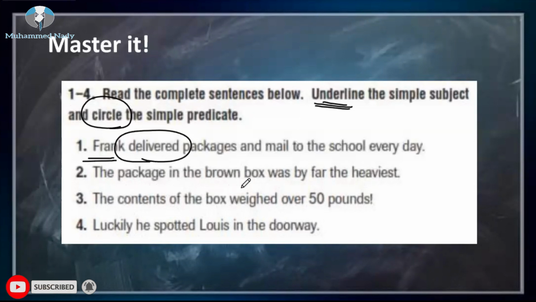Now let's go to sentence 2. The package in the brown box was by far the heaviest. So are we talking about the box or we're talking about the package? Of course, we're talking about the package. So the package is the subject of the sentence, the simple subject. And here in this sentence, we have the secret predicate, which is was.